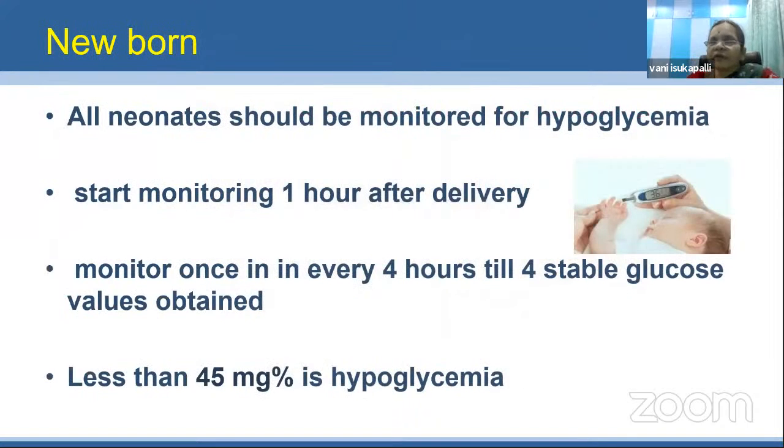Then what about the newborn? All newborns are at risk of hypoglycemia. So we have to start monitoring in the first hour after delivery itself. This monitoring should take place every 4th hourly until you get 4 stable glucose levels. Until that point of time, it should continue. And the definition of neonatal hypoglycemia is less than 45 mg/dL.